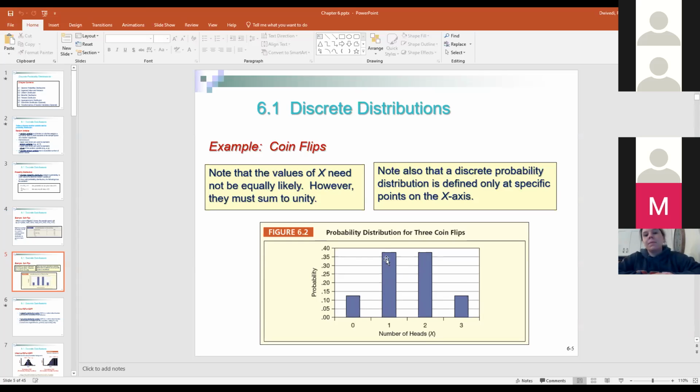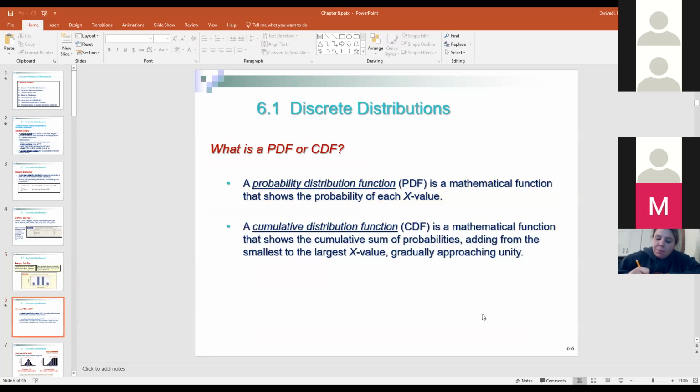So here, you can understand that only discrete numbers are there. With 0 heads, you can't have 1.5 heads. You can't have 2.5 heads or 2.67 heads. You can only have 0 to 3. So this is a discrete probability distribution.